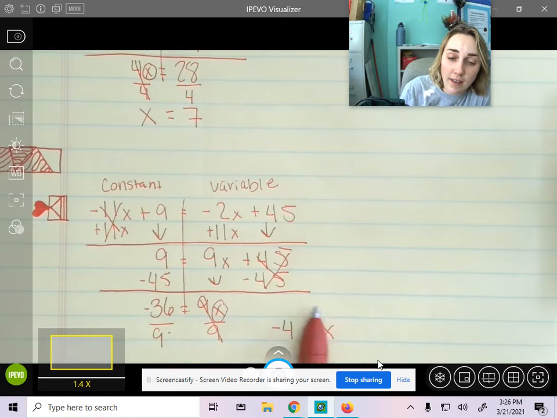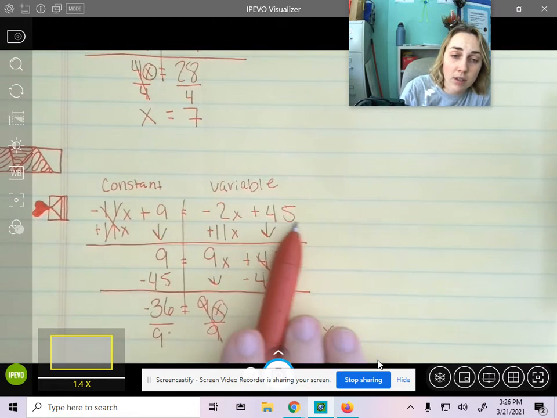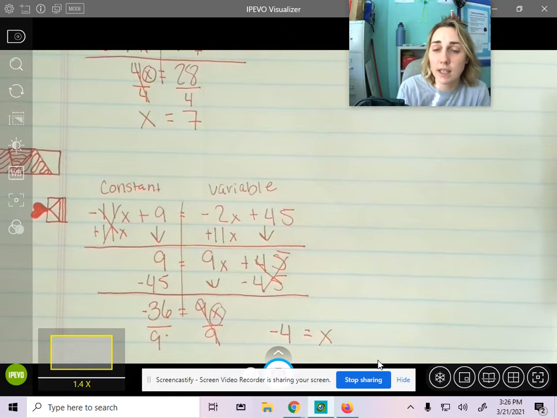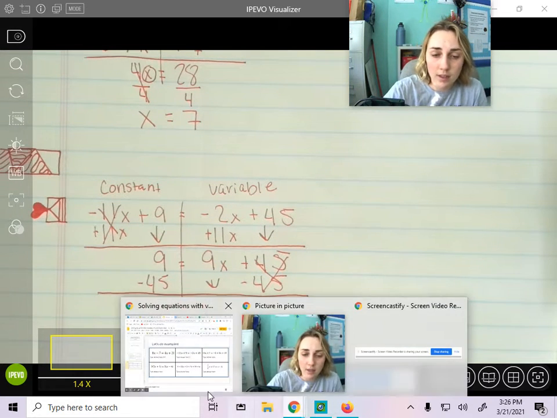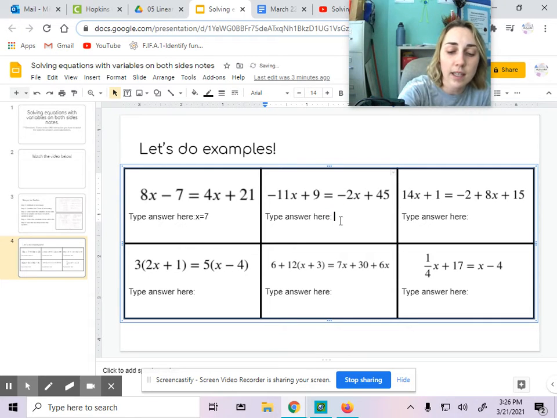And again, if I wanted to check that, I could plug that into my original equation to make sure that it works out. In this case, that would happen. So I'm going to go ahead and move on to our next problem. So here we have x is equal to negative 4.